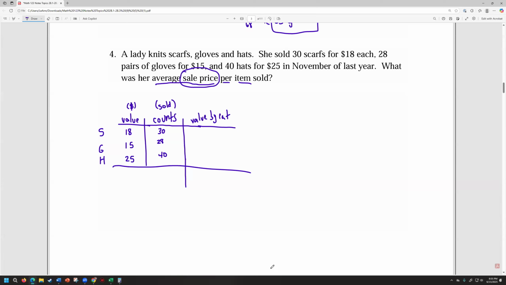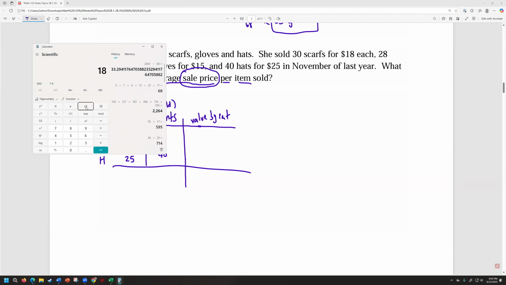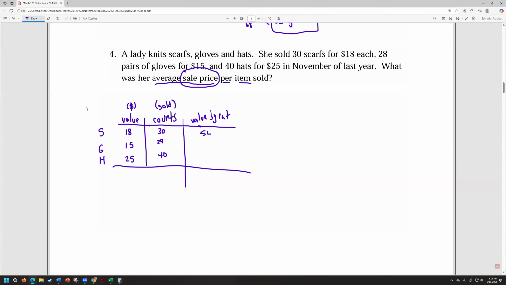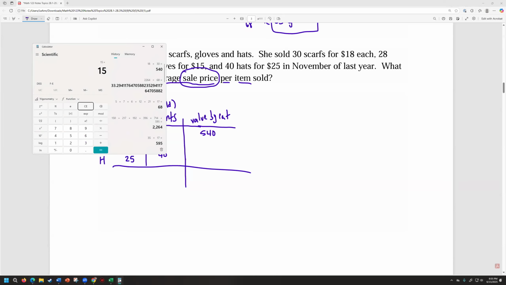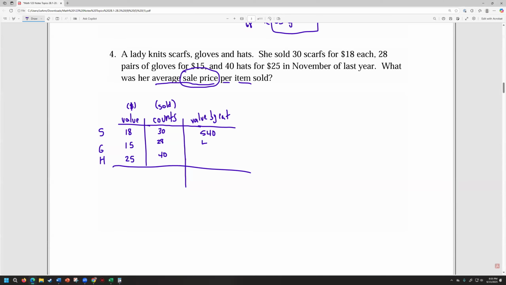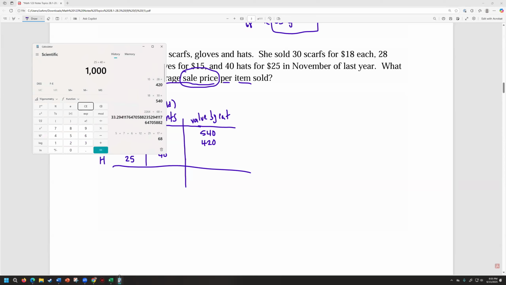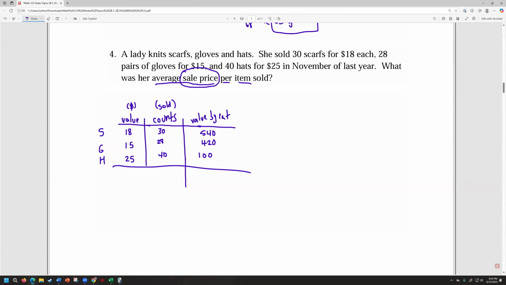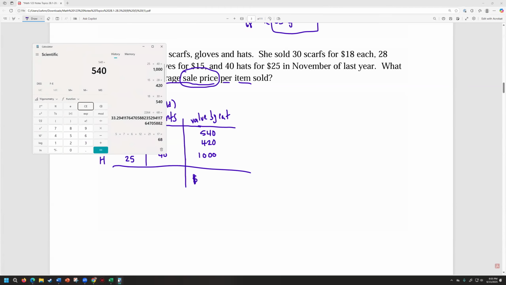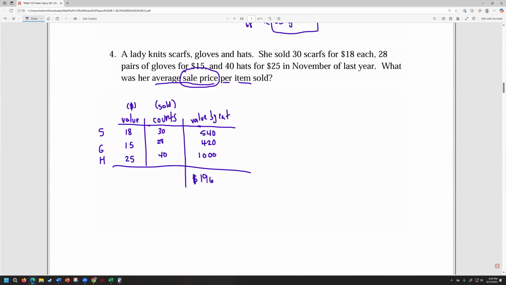Essentially, how much money are we walking away with? Because if you think about it, $18 and we sell 30 of them, we're taking away $540 in our pocket just for the scarves. And then we would have 15 times 28. That's 420. And then 25 times 40. That's 1,000. If we add all that together, remember that's going to be total money that we're pocketing, okay? So 540 plus 420 plus 1,000 is $1,960. So we know that's our total sales money.